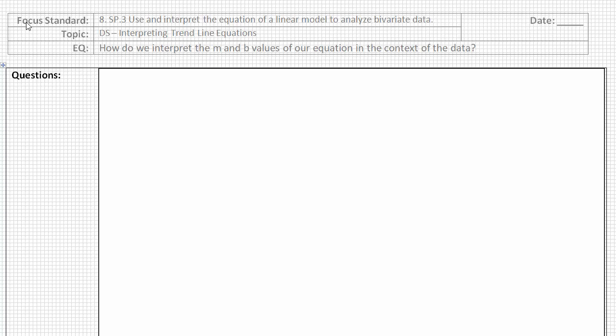In this lesson, our focus standard comes from Grade 8 Statistics and Probability Standard 3, Use and interpret the equation of a linear model to analyze bivariate data. Our topic for this lesson continues to be from Data and Statistics, Interpreting Trend Line Equations. Our essential question for this lesson is how do we interpret the m and b values of our equation in the context of the data?